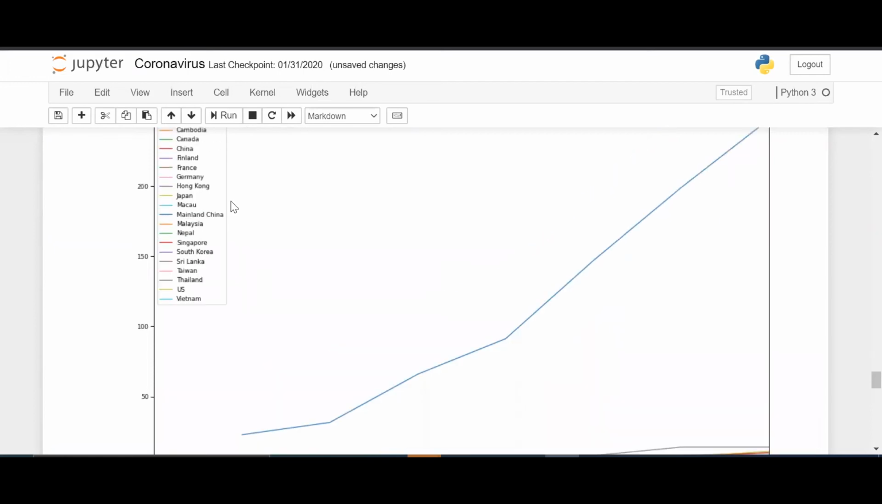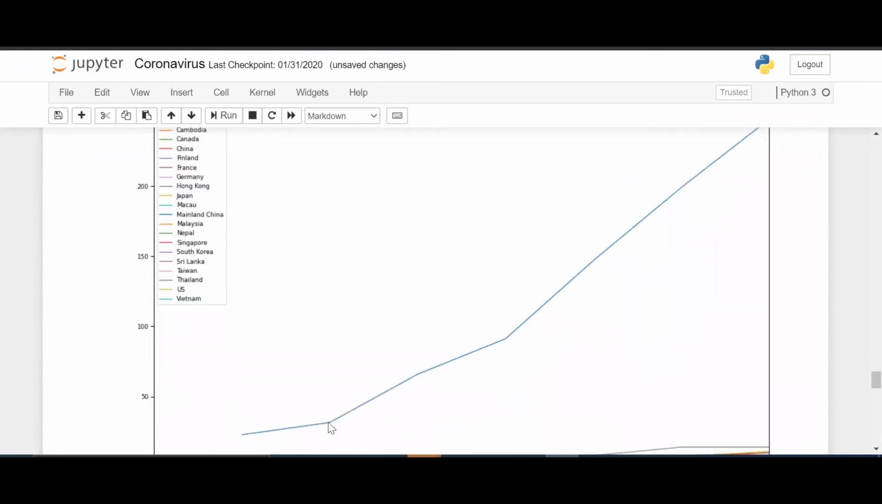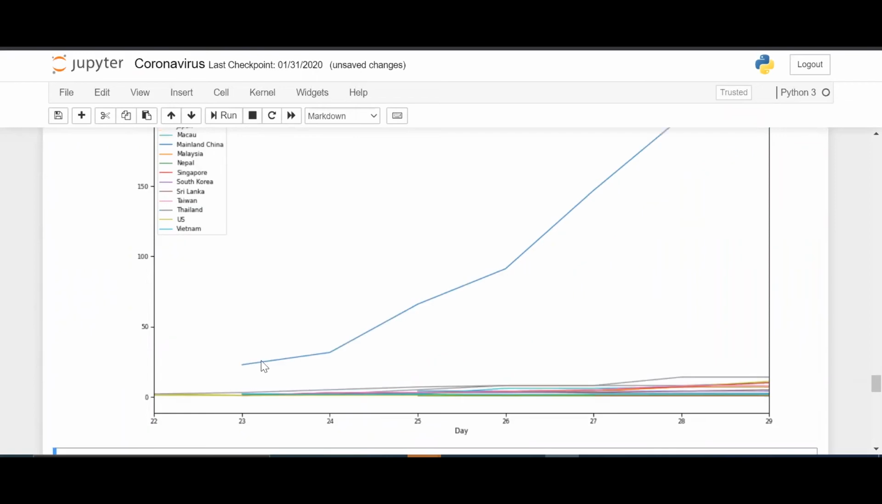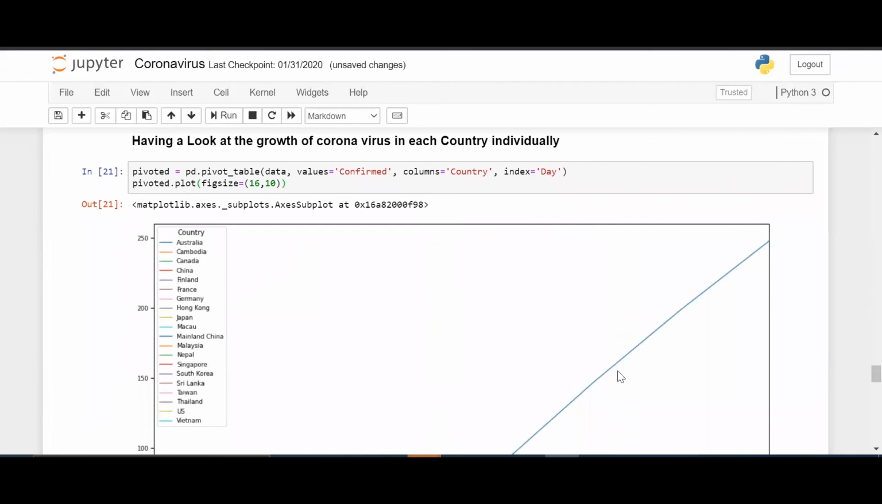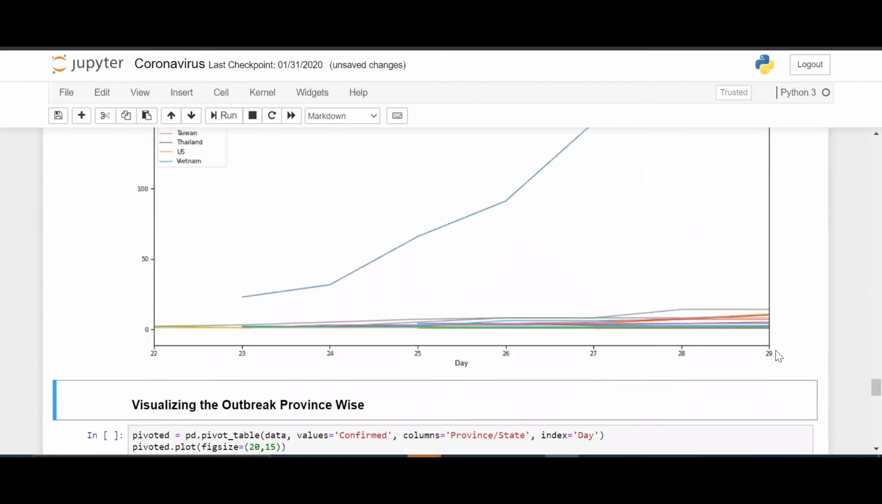So as you can see here, the first one is definitely Australia, which has a huge spike in cases in just 1 week between 22nd to 29th of January. And the other countries are plotted down here, which exhibit a pretty similar trend in the coronavirus confirmed cases.